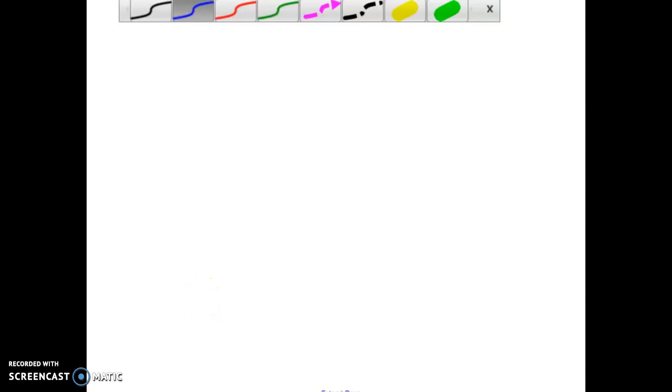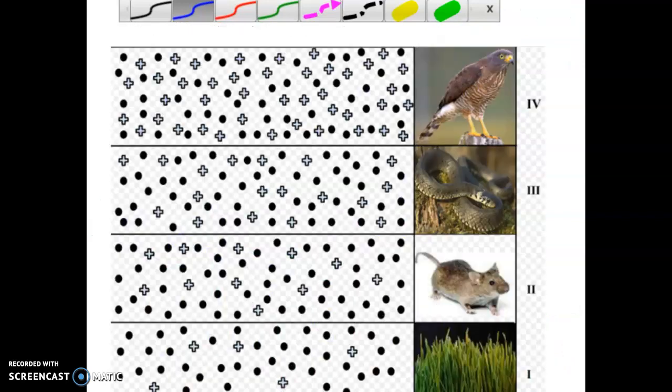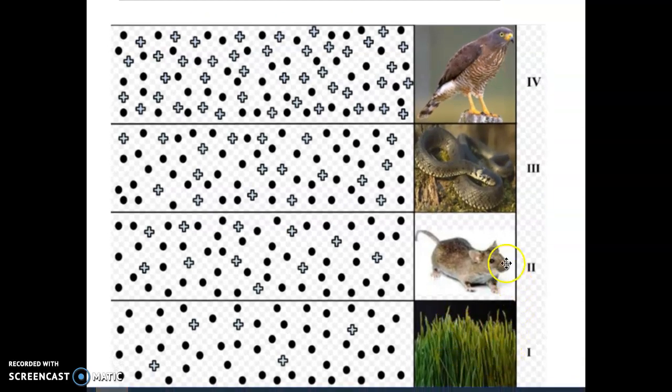Okay, so you're probably wondering, well, why is this happening? Why did DDT do this? And actually, here's another picture showing you the process of bioaccumulation. So here you have the different trophic levels. So 1, 2, 3, 4. The little plus signs are representing the pesticide.